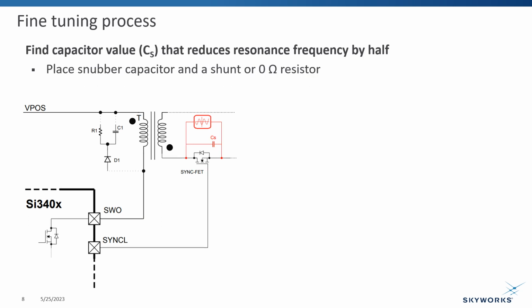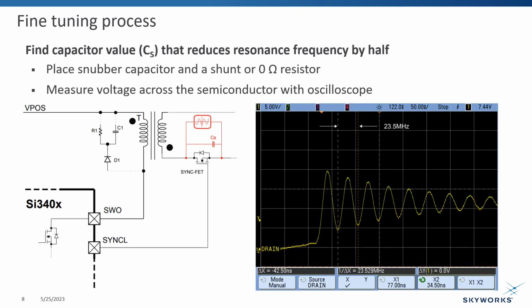For the next measurement, you have to implement a short in place of the snubber resistor and find a capacitor value with which the ringing frequency will be half of the resonance frequency. Start with the calculated value and change it little by little. The frequency is inversely proportional to the capacitance, so if the frequency is higher than half of the resonance, you need to add more capacitance. This will be our snubber capacitor.